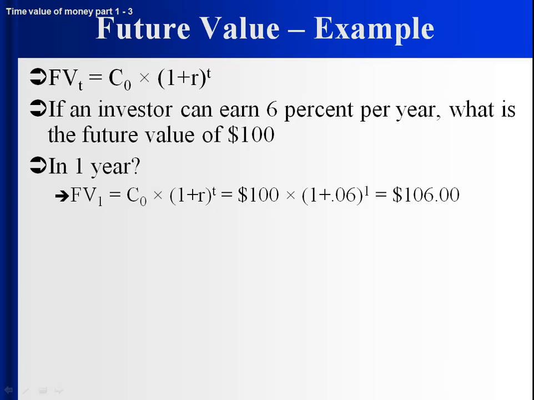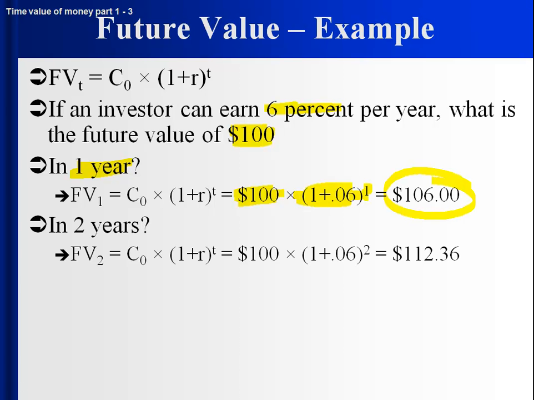So here's an example. You've got $100 and you can earn 6% per year. How much do you have in 1 year? You start with 100 times 1 plus r, 1.06 to the first. You'll have $106. How about after 2 years? We've looked at this problem where we said, okay, after 1 year we'd have $106. Then 6% of $106 is 6.36. So let's add it back to 106 and we get 112.36.